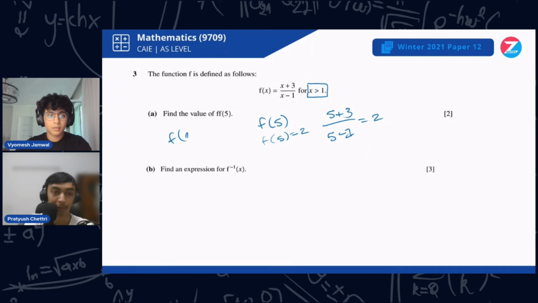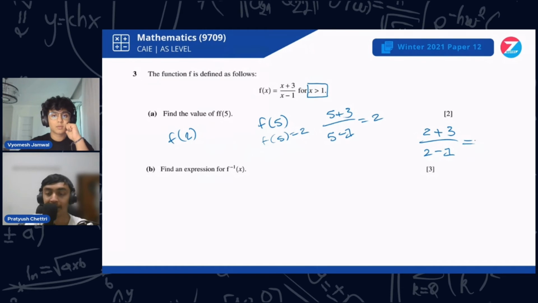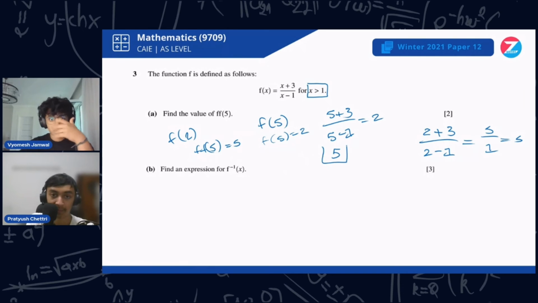So what does f of 2 equal, you might ask, because you've just put f of 5 into f. F of 2 equals 2 plus 3 over 2 minus 1, and this equals 5 over 1, which equals 5. So yes, indeed, f of f of 5 equals 5. So yes, our answer is 5. I'll box that here.